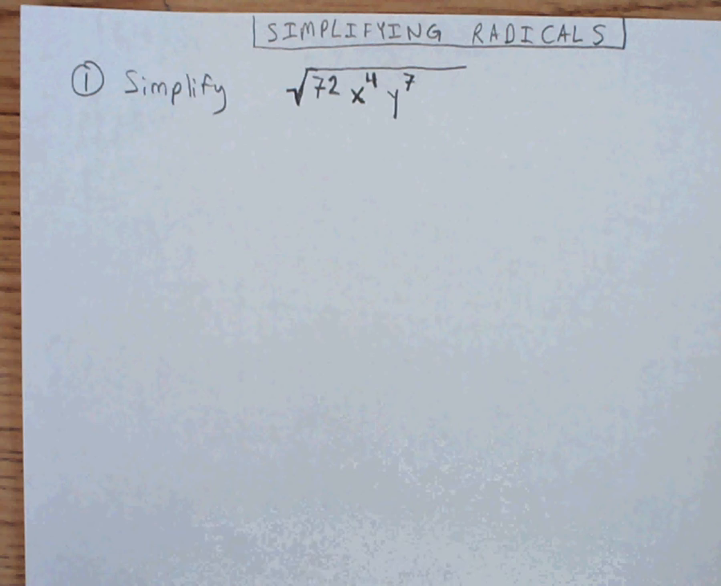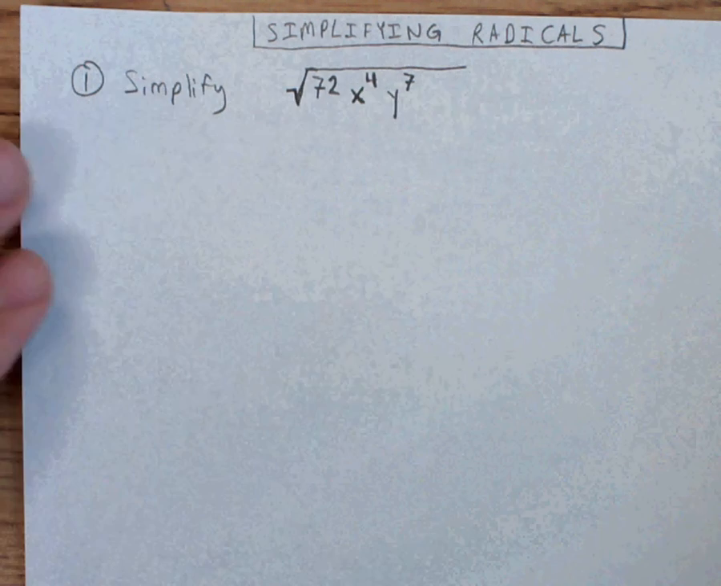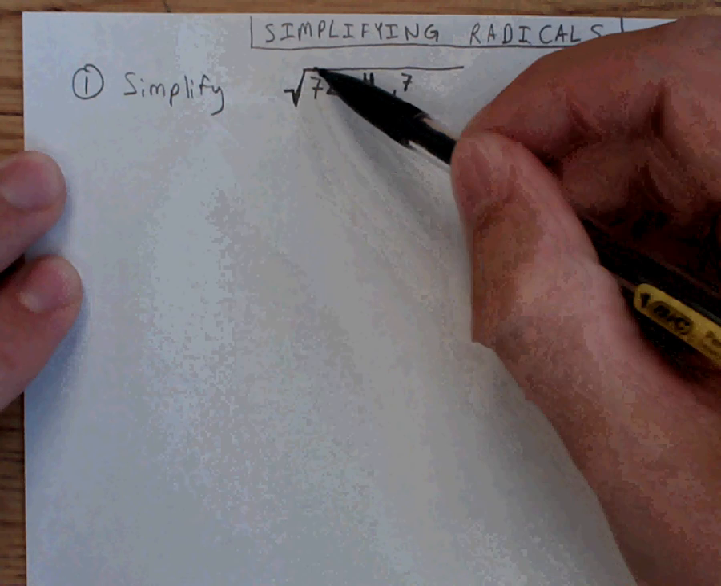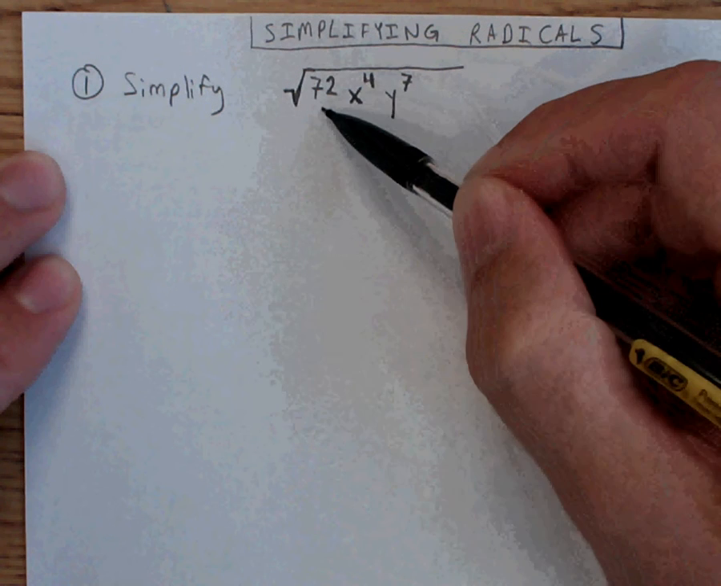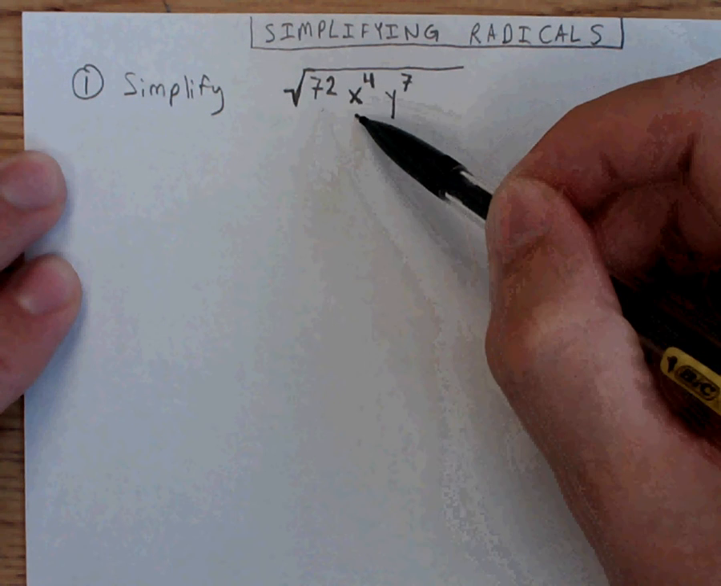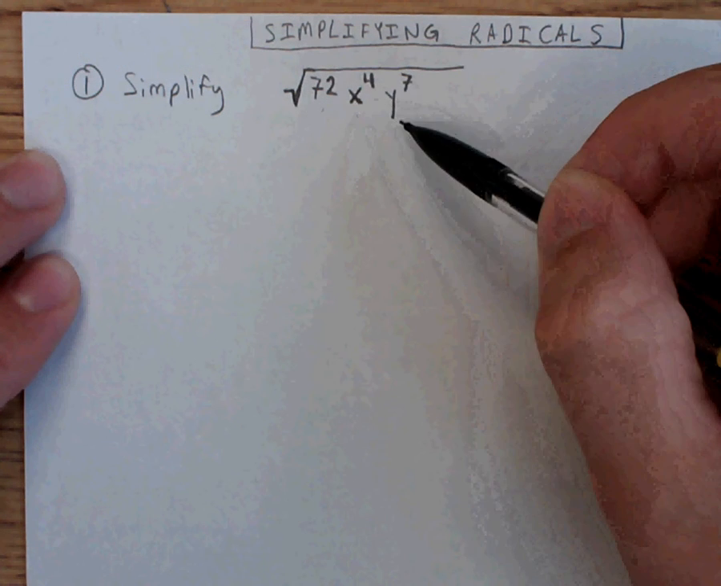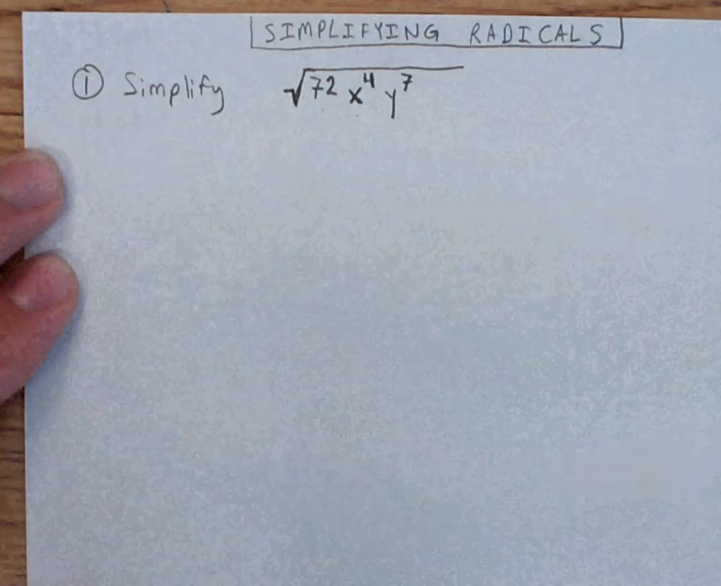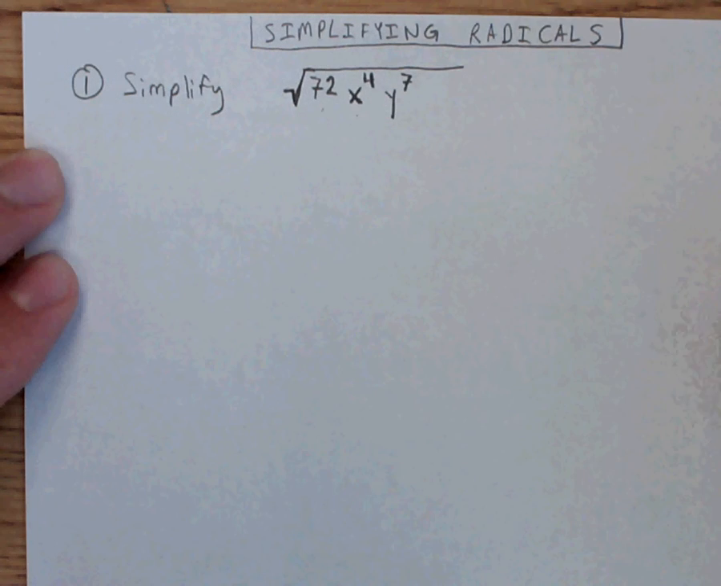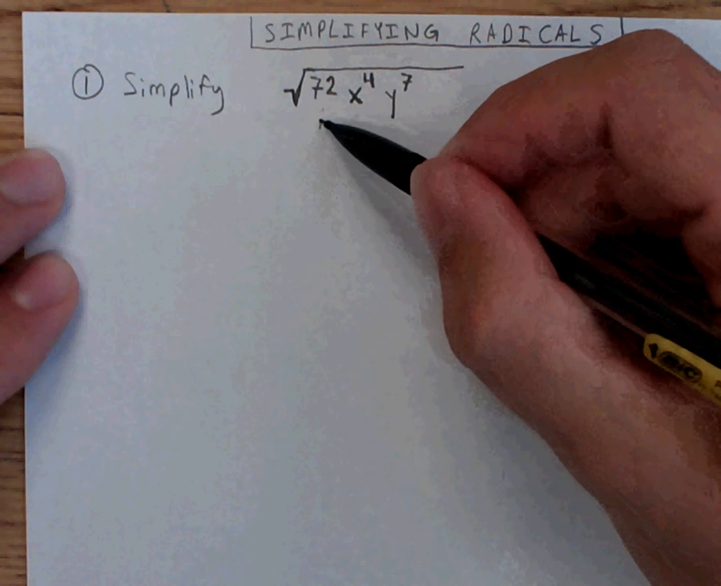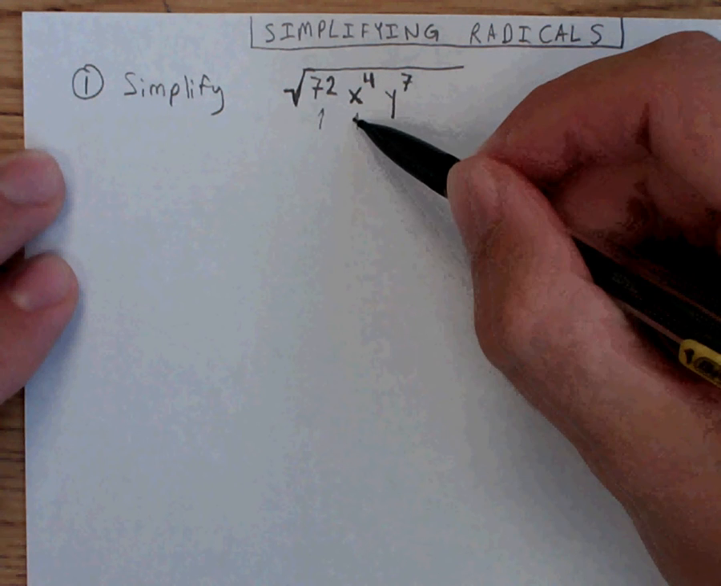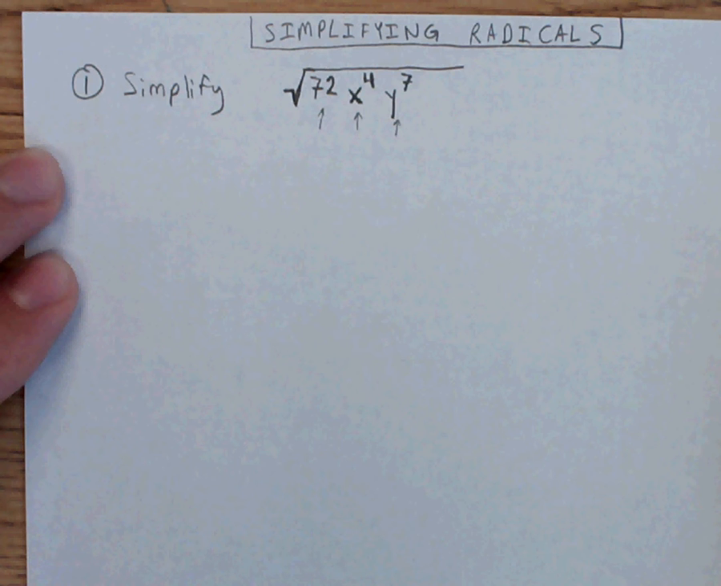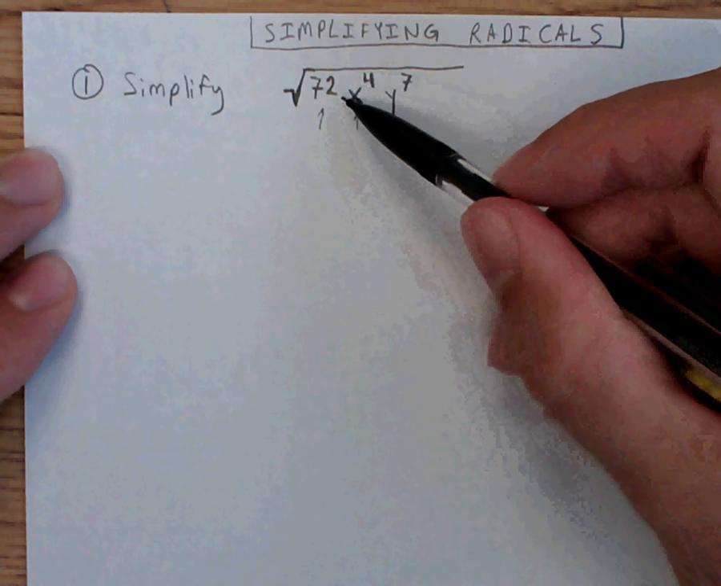Let's get started. In this example, we're asked to simplify the square root of 72 times x to the fourth times y to the seventh power. Now, from class, we know that we can simplify each of these three terms individually. So let's take 72.